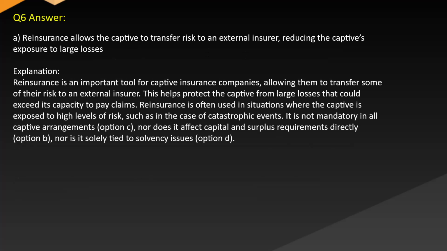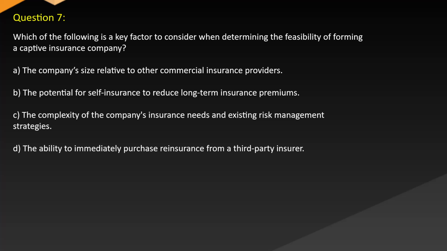Answer. A. Reinsurance allows the captive to transfer risk to an external insurer, reducing the captive's exposure to large losses. Explanation. Reinsurance is an important tool for captive insurance companies, allowing them to transfer some of their risk to an external insurer. This helps protect the captive from large losses that could exceed its capacity to pay claims. Reinsurance is often used in situations where the captive is exposed to high levels of risk, such as in the case of catastrophic events. It is not mandatory in all captive arrangements, Option C, nor does it affect capital and surplus requirements directly, Option B, nor is it solely tied to solvency issues, Option D.